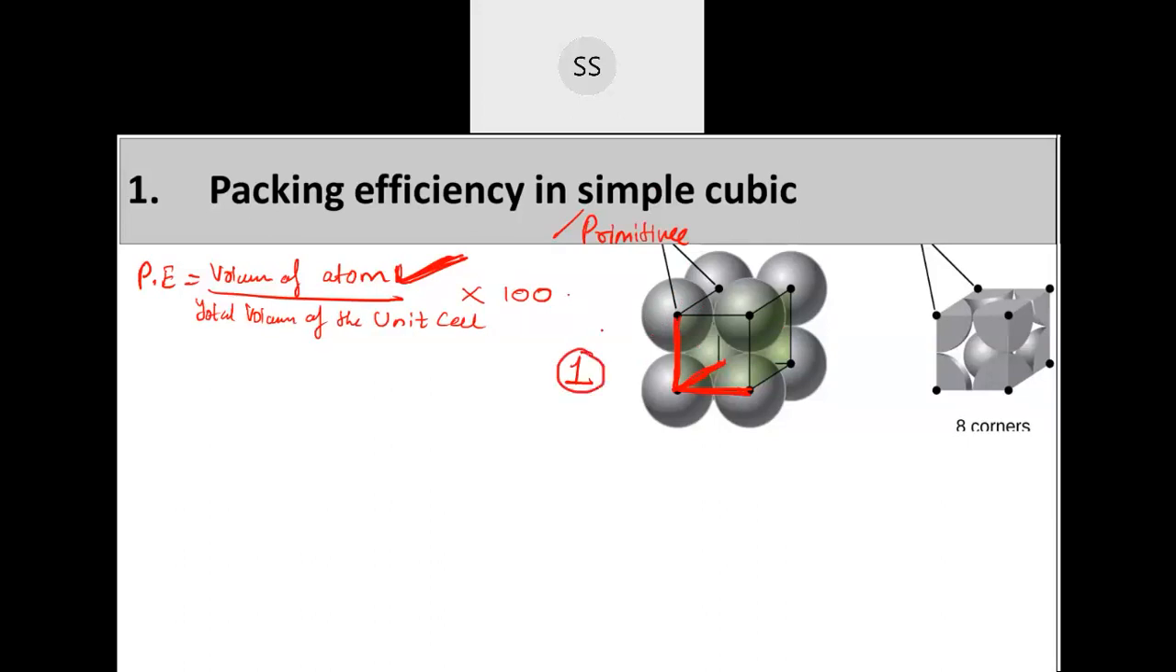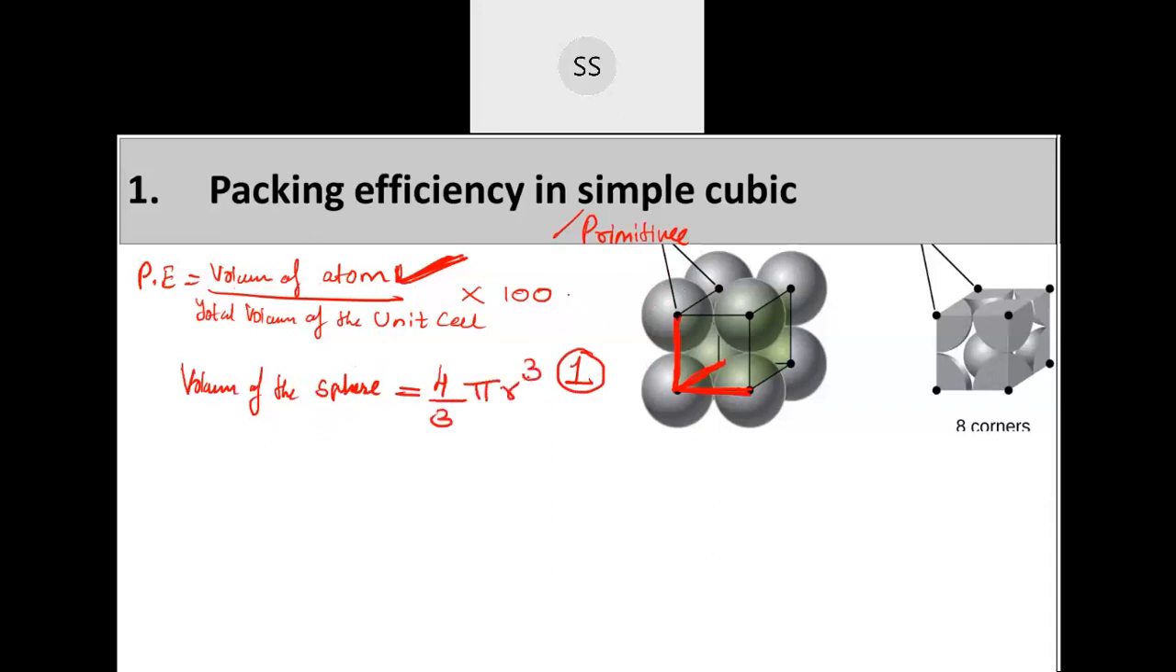Now, the next thing you need to know is the volume of this atom. See, an atom is like a sphere, so you are going to take the volume of the sphere. What is the volume of the sphere? This is your high school geometry, which you need to remember. A few formulas you need to remember here. Yeah, 4 by 3 pi r cube. That is the volume of the sphere.